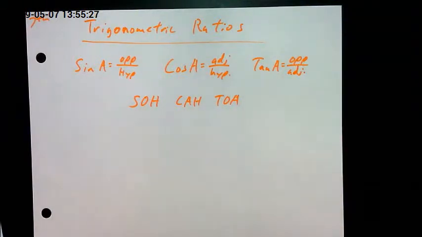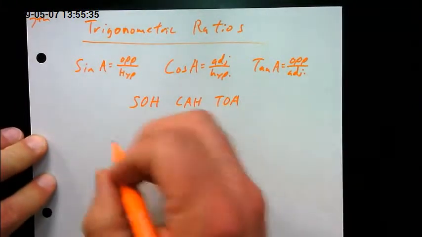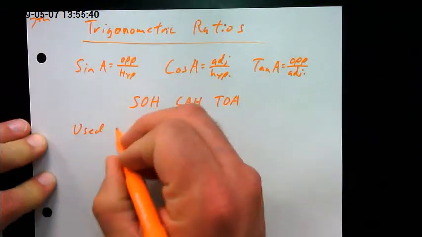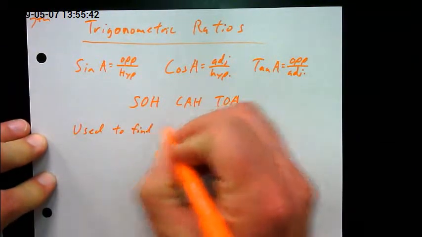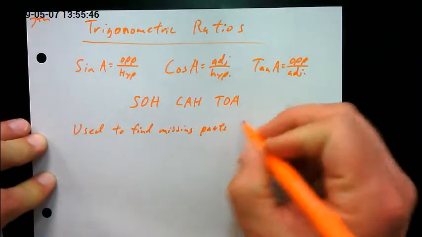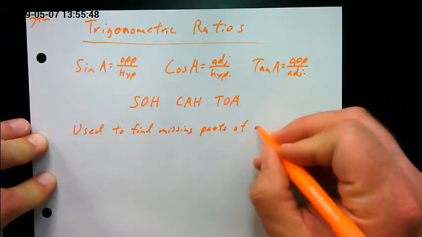Now, when do we use these ratios? We use them for what type of triangles? The right one. For right triangles. Any type of right triangle. Now, you have to have 3 parts in order to use these. So, use to find missing parts of right triangles.